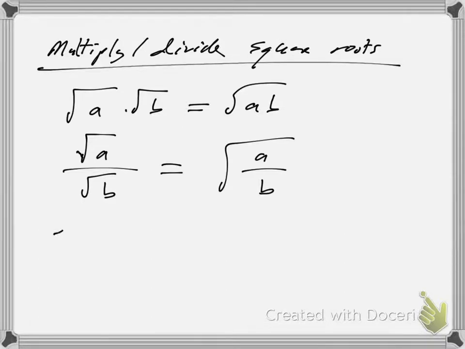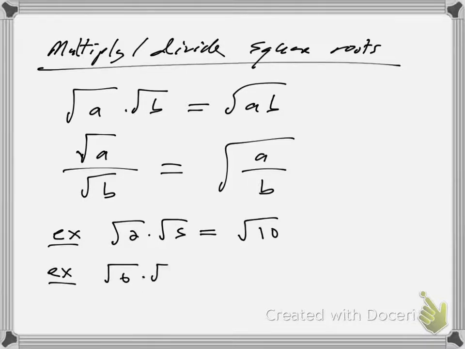So as an example, I could do the square root of 2 times the square root of 5. That'd be the square root of 10. This is really not super complex. And I could also do the square root of 6 times the square root of 12 is the square root of 72. Now be a bit careful, because I need to simplify the square root of 72.